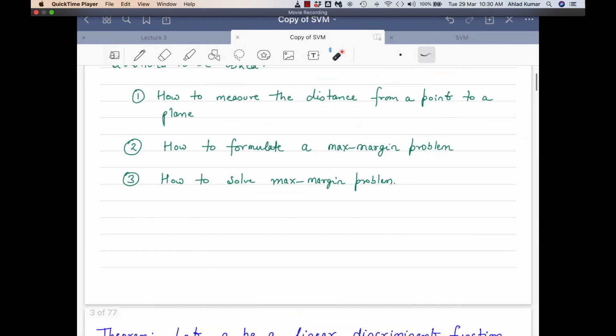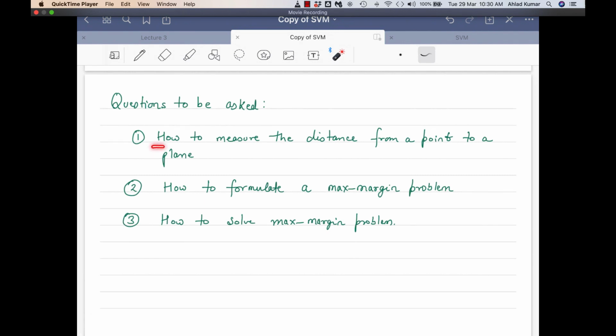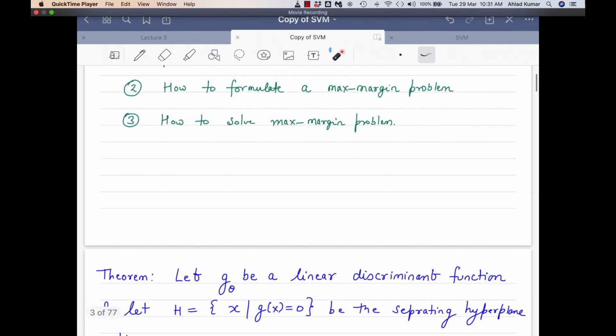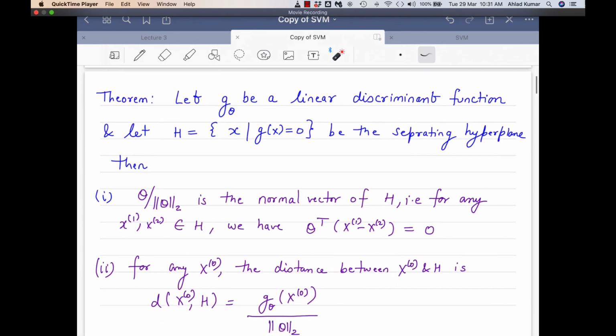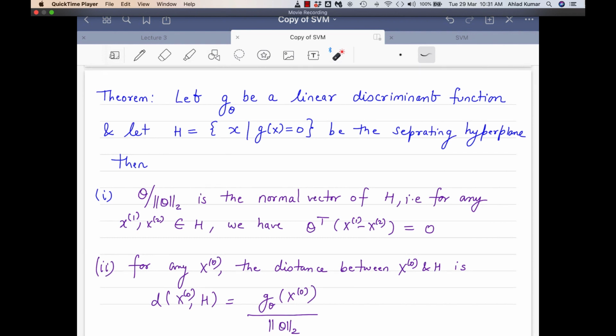So let us work on our first task, that is how to measure the distance of a point from a plane. In this particular objective, let us define a theorem, and we will prove that theorem here. The theorem is: let g theta be a linear discriminant function, and let H be the set of all points x such that g(x) is equal to 0, the separating hyperplane.